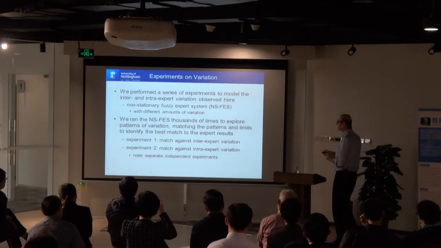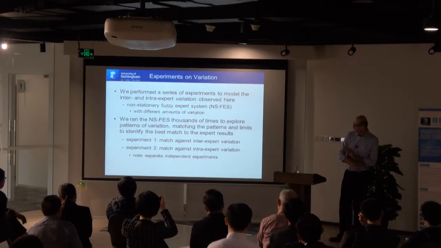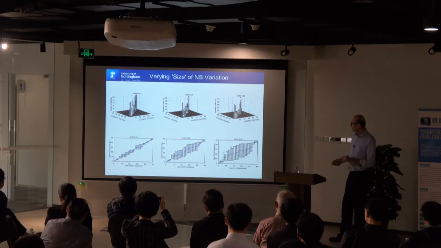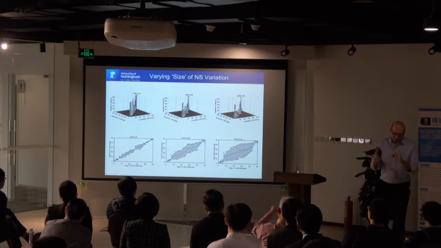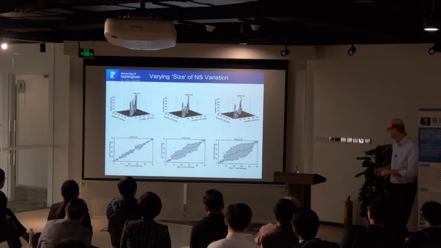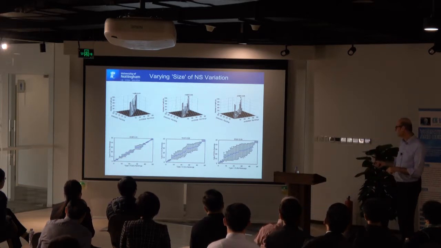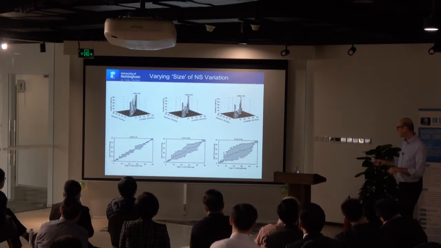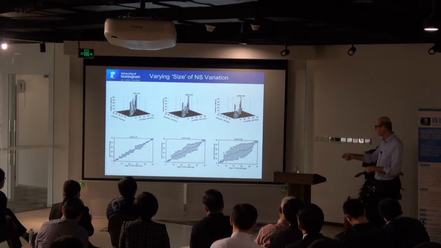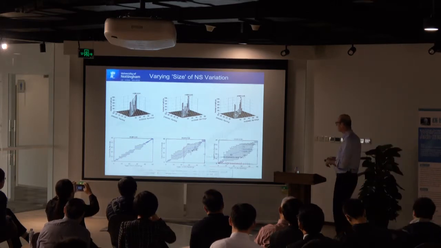So I did some experiments on variation. For time, I'm just going to skip over those. We ran our system with different amounts of variation, small amounts of wobble, and looked at how my fuzzy expert system varied its behaviour. And you can see patterns of variation which start looking like the graphs I showed you earlier.